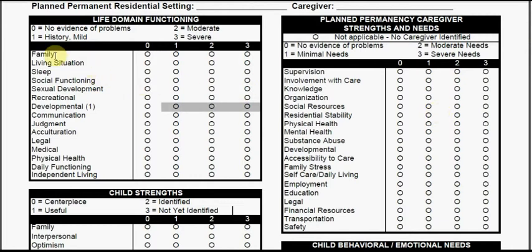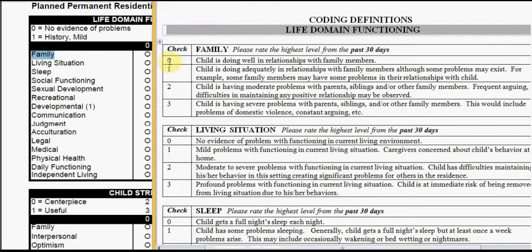So this video clip will navigate you through the life domain functioning. Remember that most of the items in the CANS correspond to the last 30 days. And let's start with family. A 0, the child is doing well in relationships with family members. A 1, the child is doing adequately in relationships with family members, although some problems may exist. For example, some family members may have some problems in their relationship with the child.